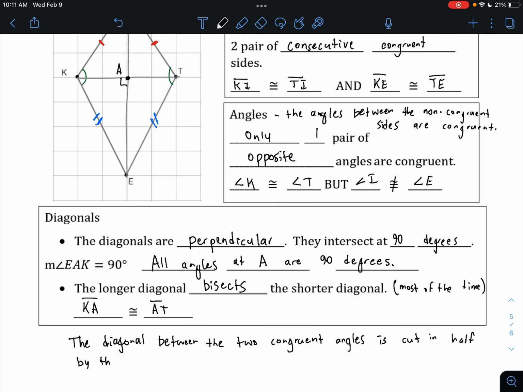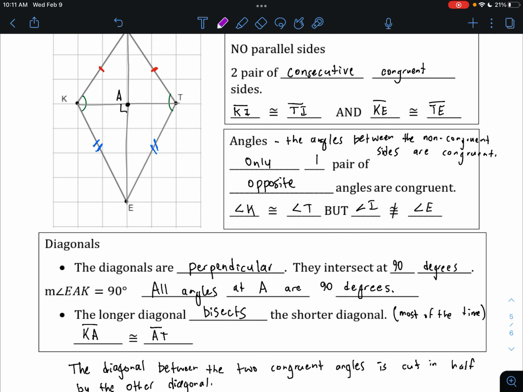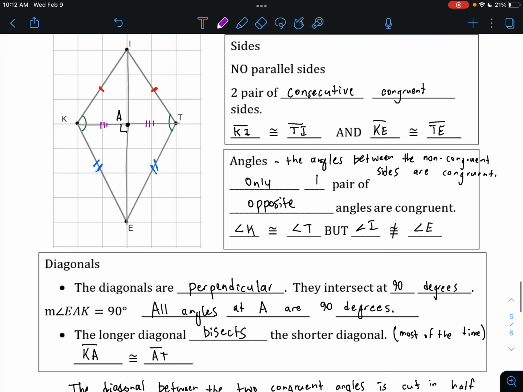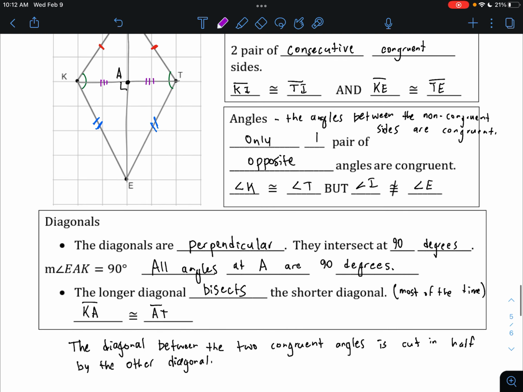So that means that segment KA is congruent to segment AT, and we're going to mark that on our diagram. Segment IA is not congruent to AE. Those are different lengths. There's only one set of diagonals that the halves are congruent. Because A is not the midpoint of IE. It's only the midpoint of KT. Okay, I know kites are a little bit more tricky, a little bit more confusing. But that's kites.